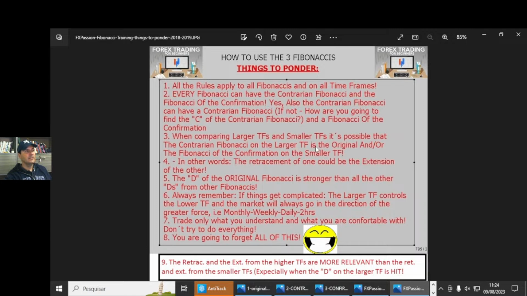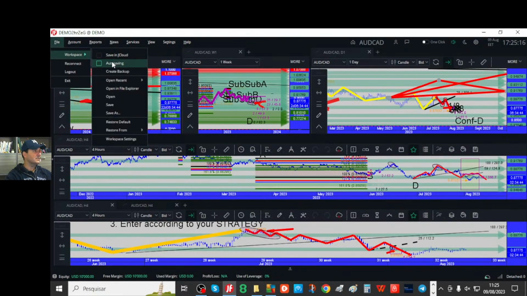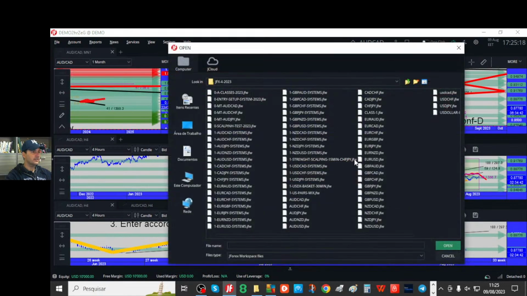3, when comparing larger time frames and smaller time frames, it's possible that the contrarian Fibonacci on the larger time frame is the original and or the Fibonacci of the confirmation on the smaller time frame. One more time, when you're comparing monthly, weekly, daily, it's possible that the contrarian on the larger time frame is the original on the smaller time frame. What does this mean? Let's open Euro New Zealand, everybody. Euro NZD.